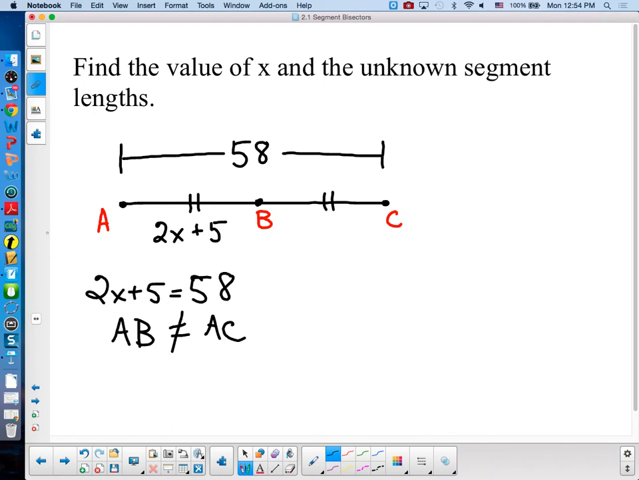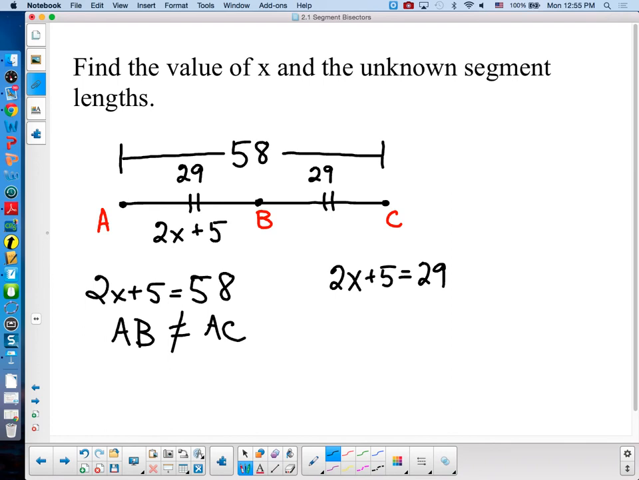Okay, 58 divided by 2 would be 29. What did we just figure out? That would be AB altogether. Okay, AB is 29, BC is 29. And I hope you're not just guessing numbers and trying them. I hope you're doing the algebra instead. So you set it equal to 29 instead of 58, at least if you're doing it this way.